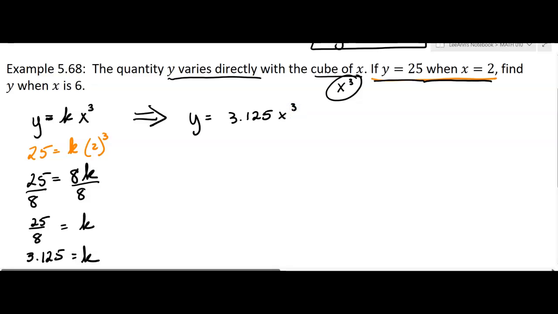Now if you tell me what x is, I can figure out what y is, or if you tell me what y is, I can figure out what x is. And then that's what they want us to do. So they give us this information to find k. Find k, that constant of proportionality. So we did that, and now we have this new and improved formula without the k. We know what k is, and now they're asking us a question. Find y when x is 6. So they're telling us x, and we're going to find y.